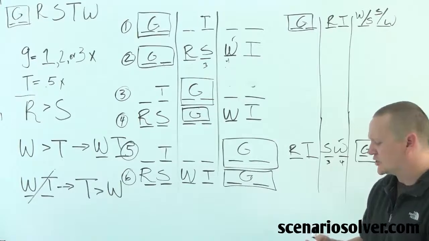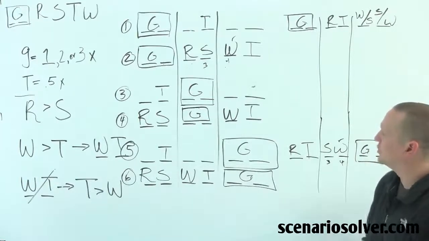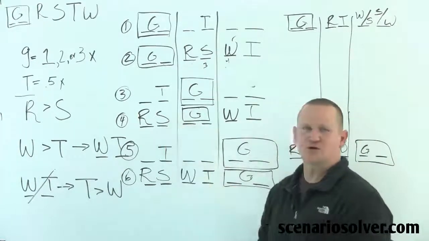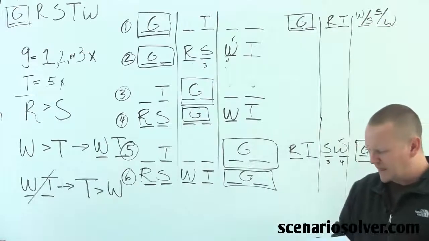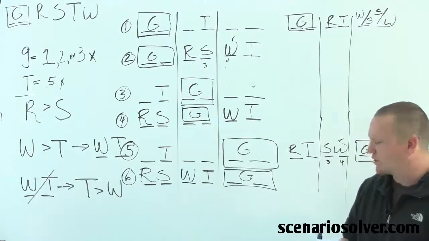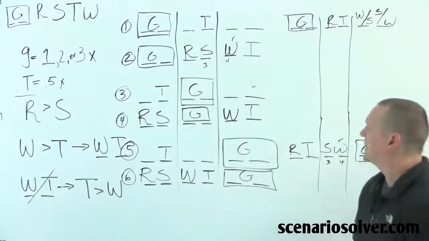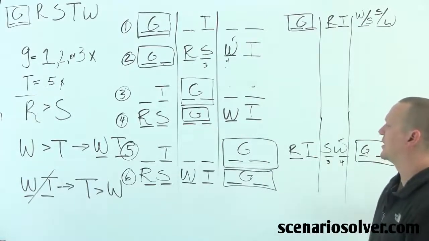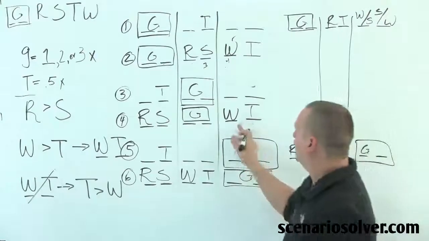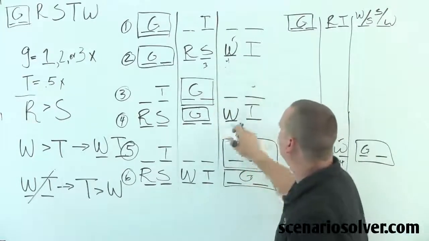Okay, A: S is shown immediately before G. Well, we've got it happening there, so that could be true. Okay. B: W is shown immediately before R. Okay, so let's think about where that can be. Well, it doesn't happen in any of our known situations.